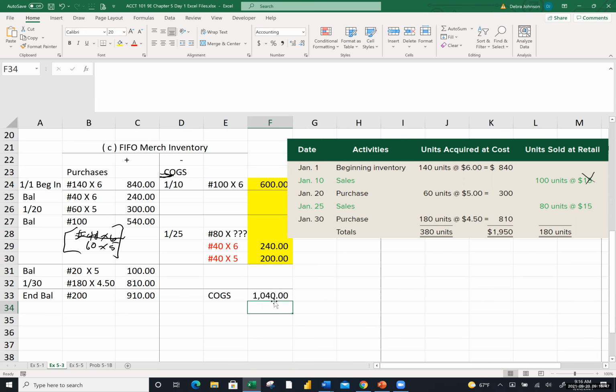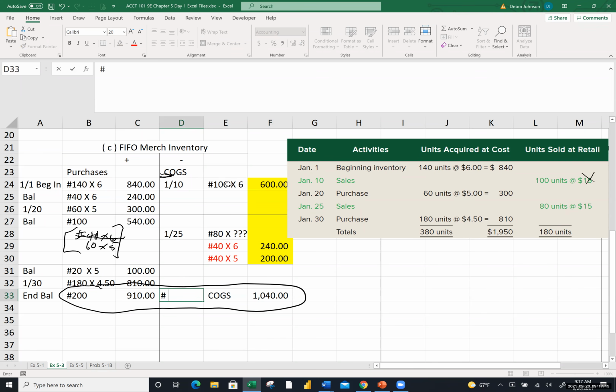How do I check myself? This is where the bucket comes in. The sum of these two have to always balance back to the bucket. Okay, do they? We'll take a second. 910 plus 1,040 is 1,950. That's a good check on whether we've done our math right. And the problem may also ask you for the number of units, in which case I could add those up, 100 plus 80 plus 40 plus 40. And we already knew what that was at the get-go. In fact, I'll do it. 180, 220, I think it was 260, if I'm not mistaken.